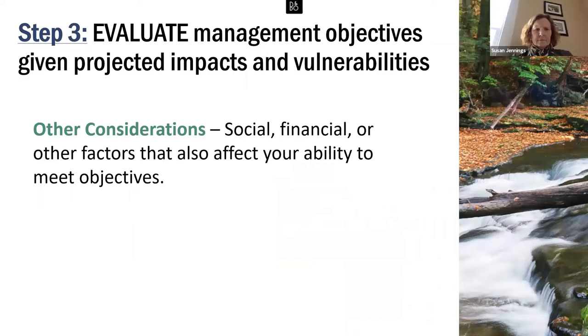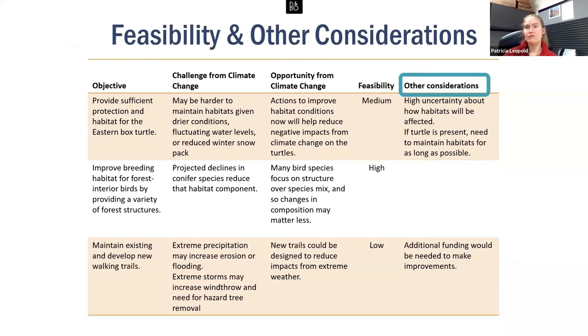And then finally, there is a spot for other considerations. So this is where you can list any social, financial, or other factors that also will be affecting your decision to pursue your management objectives. So this is where you can detail why you might want to continue with a specific objective, even if the feasibility is low. Or maybe feasibility is high, but it's still going to be hard to pull off for various reasons. So this is the area where you can make note of that.